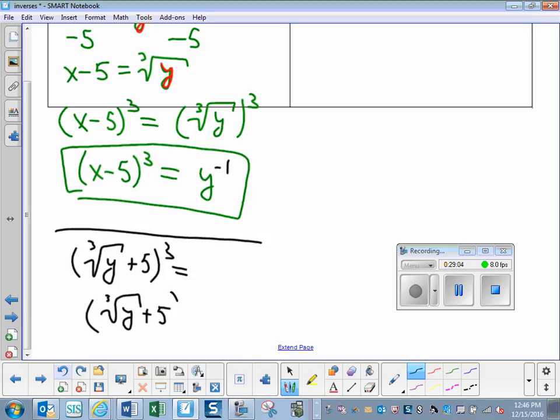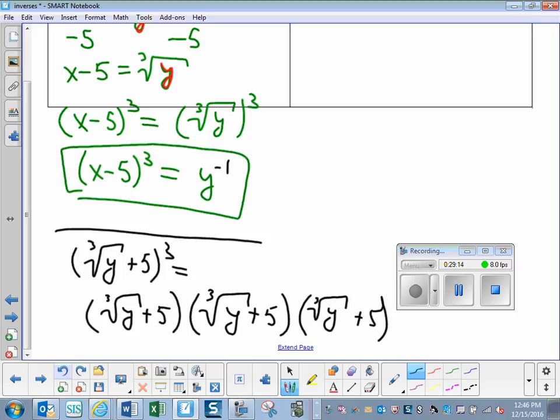Plus 5 times the same thing. Plus 5 times the same thing. You see, I would have to FOIL it, and then I have some ugliness there. Right? It will not cancel out nicely. What I want to do is to just cube these parts so that I have the cube and the cubed root cancel out. That's why I want it by itself.